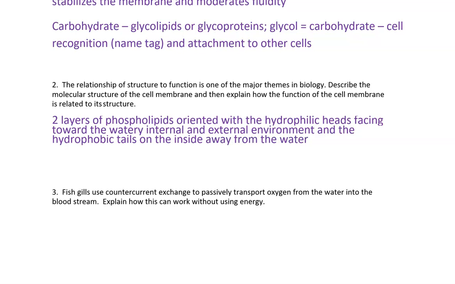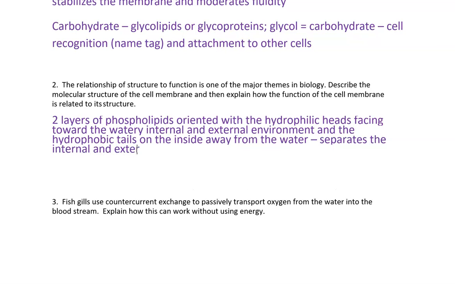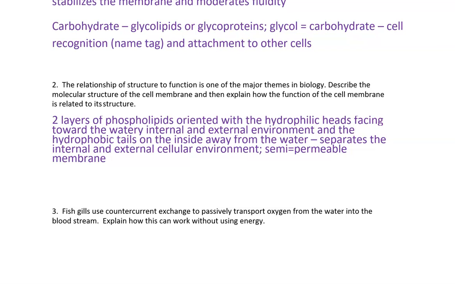Good. Those two layers of phospholipids are oriented so the hydrophilic heads, those phosphate heads, are pointing outwards towards the watery environment, and then the hydrophobic tails are tucked on the inside. Good. And what's the function of this lipid bilayer? Just like in the last one, it separates the internal and external cellular environment. It keeps all the organelles inside. We don't want the things inside the cell to just float out of it. We want that semi-permeable membrane.